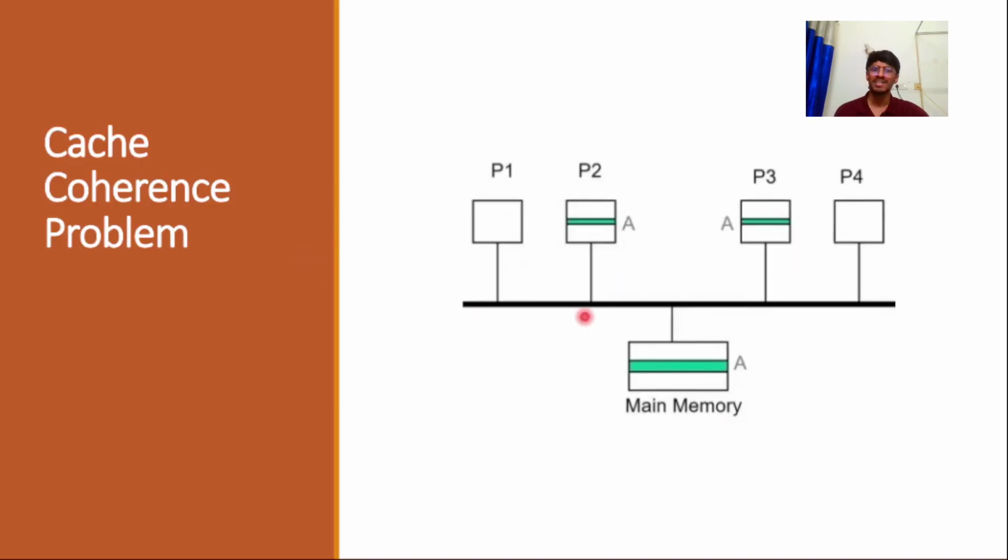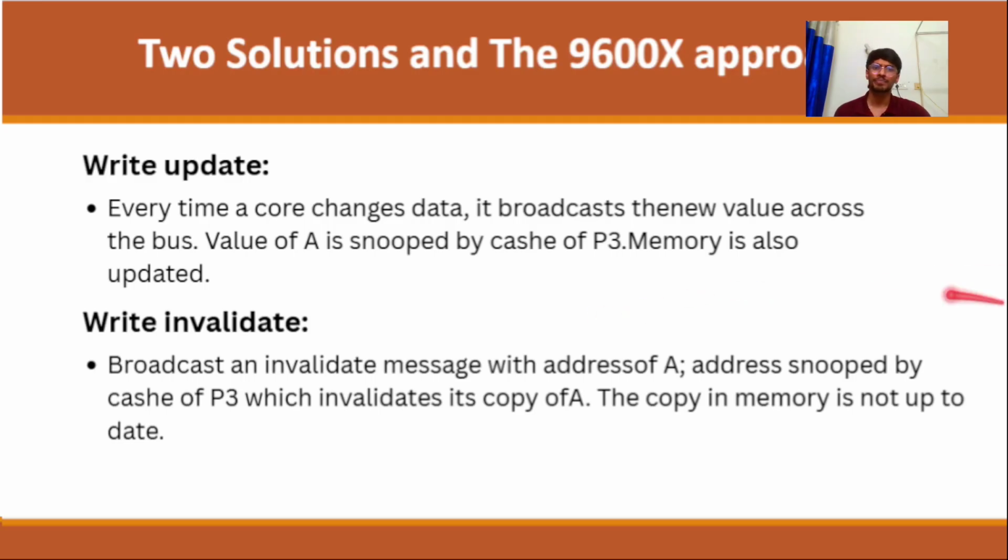Cache coherence problem. Since L3 is shared, we hit a major hurdle, cache coherence. If multiple cores hold and independently modify the exact same data in their private caches, this risks silent data corruption. To fix this, architects generally use two solutions. Write update: write update forces cores to constantly broadcast new data across the bus. Write invalidate simply broadcasts a message telling other cores to trash their outdated copies. The 9600X uses the more bandwidth-efficient write invalidate approach.